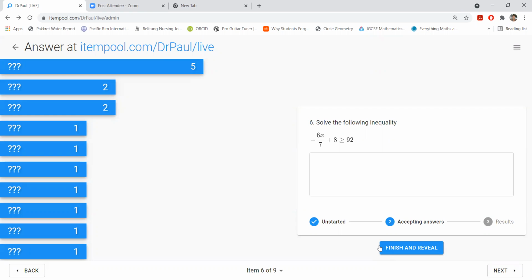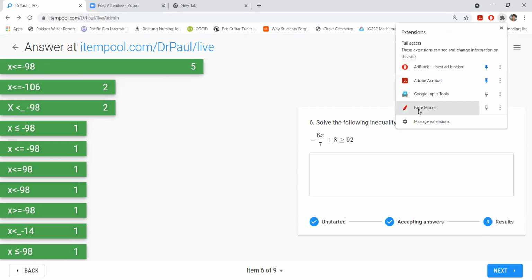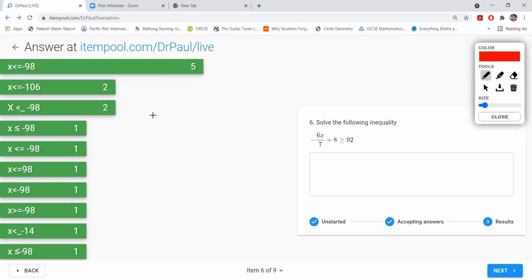Okay, let's count down. 10, 9, 8, 7, 6, 5, 4, 3, 2, 1. Okay. 98 less than or equal to negative 98, possibly. Okay, so let's look at the calculation. So we got negative 6x on 7 plus 8 greater than or equal to 92.